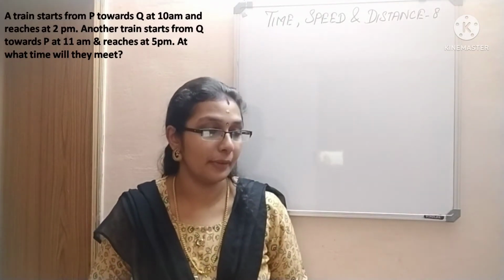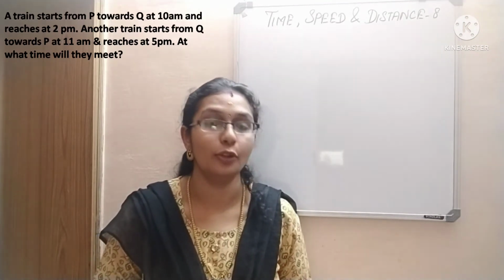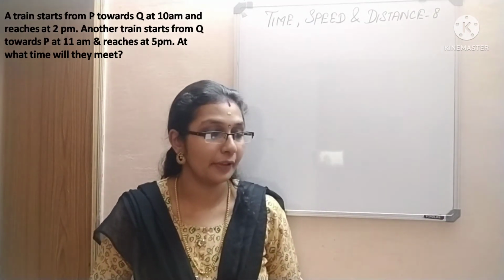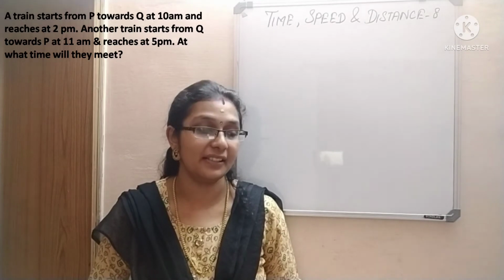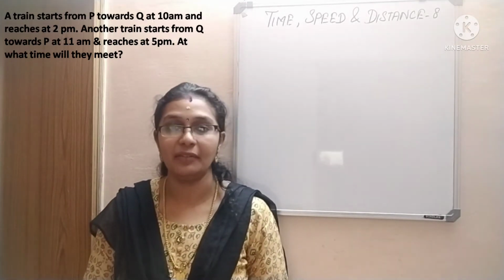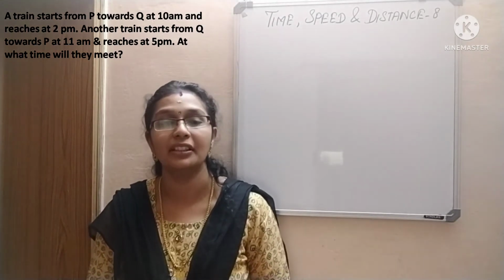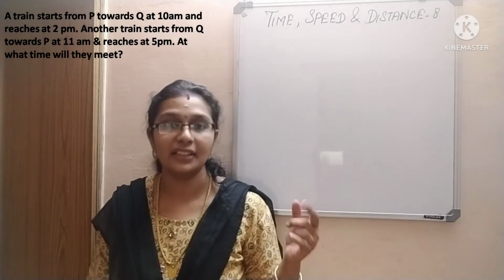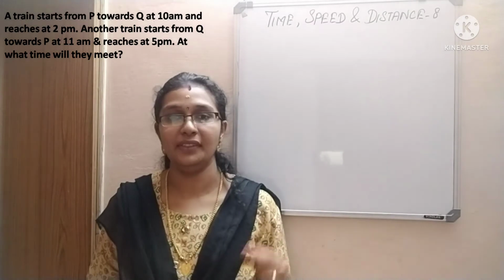A train starts from P towards Q at 10 am and reaches at 2 pm. Another train starts from Q towards P at 11 am and reaches at 5 pm. At what time will they meet? Here they are asking for meeting time only, but there is a difference: they haven't given the speed. Instead they have given the starting and ending time. So how to proceed, we will see.